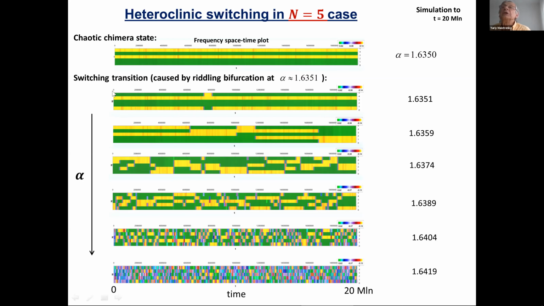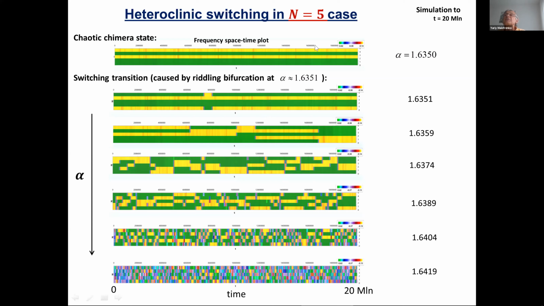we already got chimera switching at the interval of 20 million time units. You see a very small increase in alpha to the right gives you more and more switching, and quite fast. At 20 million iterations, the behavior looks like a mess. But now we make the following trick.